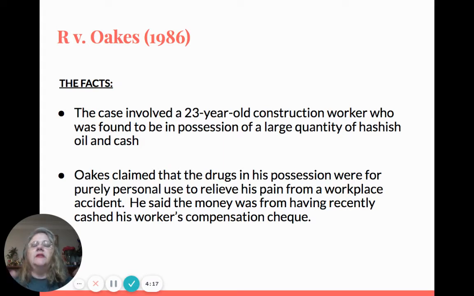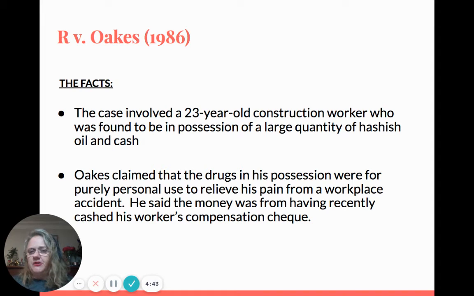So let's wrap our heads around this by studying an actual case. And guys, studying cases is how you learn law. And there is no case in Canadian law that is more important than this one, so pay attention. It's also kind of funny and quirky and unusual. It involves hash oil, so stay with me. There's a 23-year-old guy named David Oakes. He's a construction worker. He's had an injury before, and he's arrested by police.